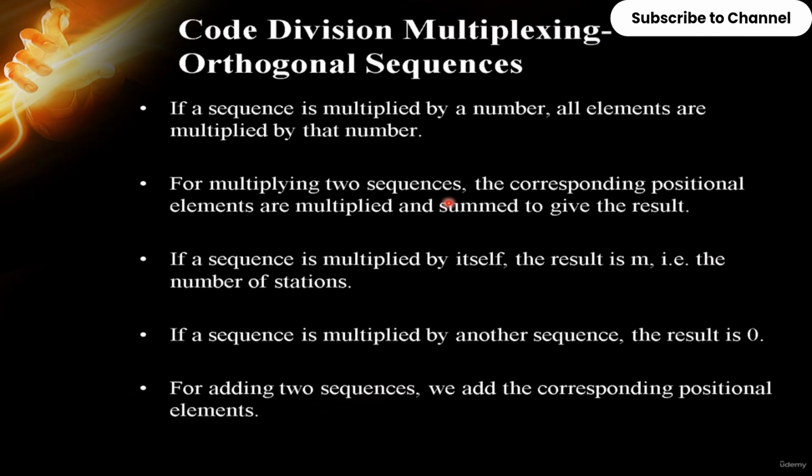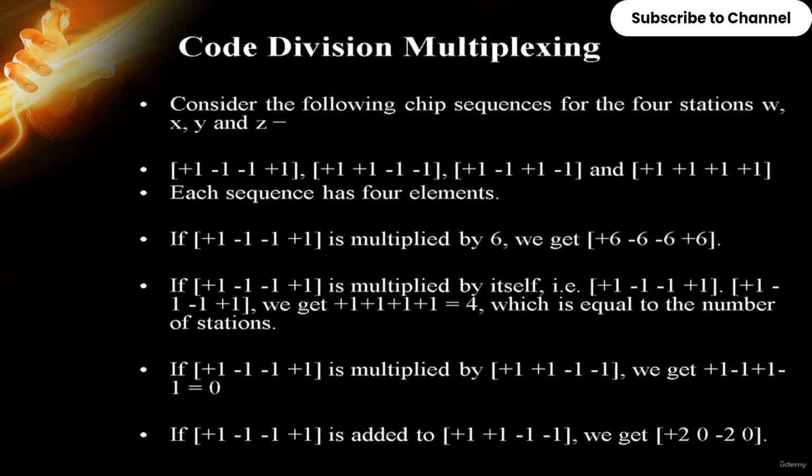Here, when a sequence is multiplied by a number, all elements are multiplied by that number. When multiplying two sequences, the corresponding positional elements are multiplied and summed to give the result. If a sequence is multiplied by itself, the result is m, which is the number of stations. If a sequence is multiplied by another sequence, then the result is 0. When adding two sequences, we add the corresponding positional elements. They can be easily identified with these examples.